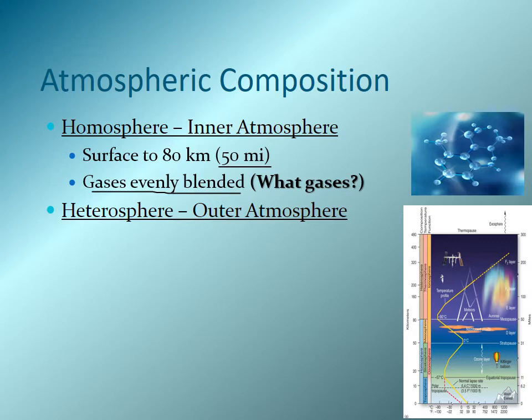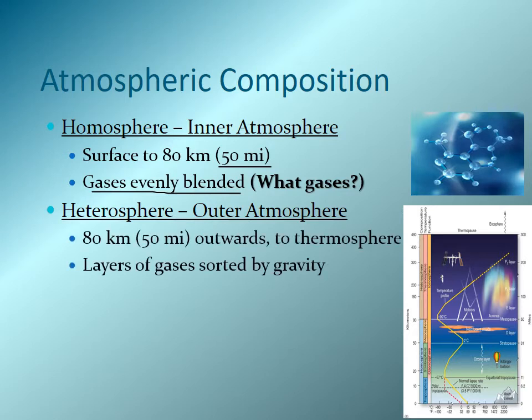The next part of our atmosphere is the heterosphere. This is 50 miles and outward. And now gases are sorted by gravity. They're not evenly blended. So the heavier gases tend to hang out at the bottom of this sphere, where the lighter gases will go up on top.